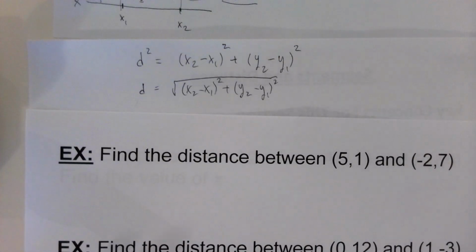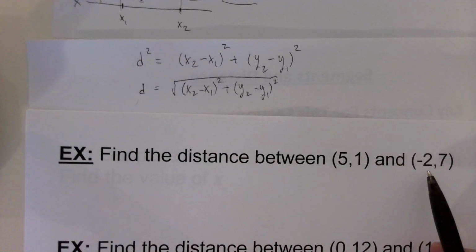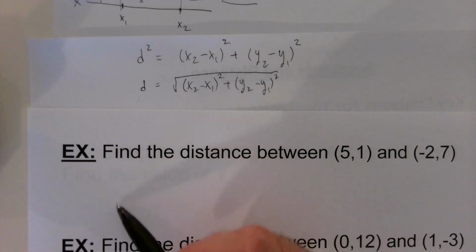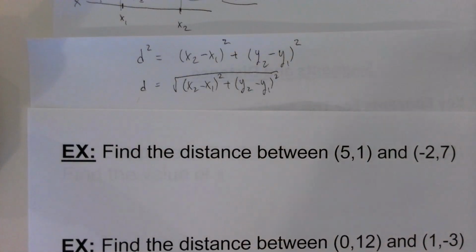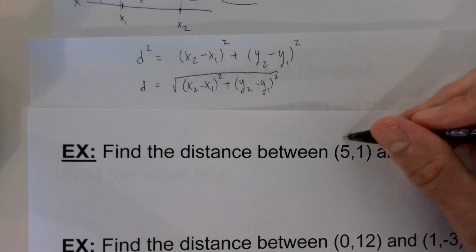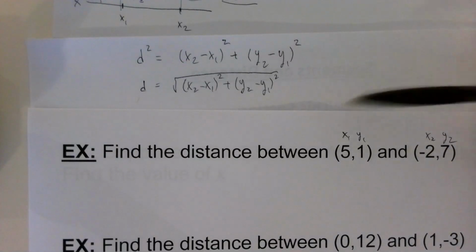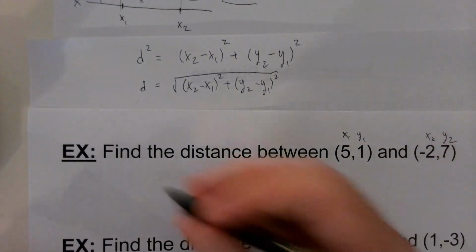But this distance formula will save you some time. So for example, let's say that I have the points (5, 1) and (-2, 7). Instead of drawing an x-axis, a y-axis, making 5 tick marks, making 7 tick marks, blah, blah, blah, these points, x1, y1, x2, y2, I can just plug right into this formula and it'll do all of that work for me. So what's that going to be?